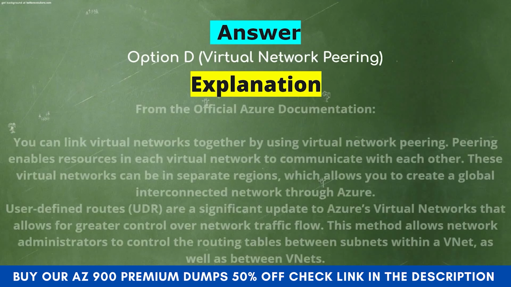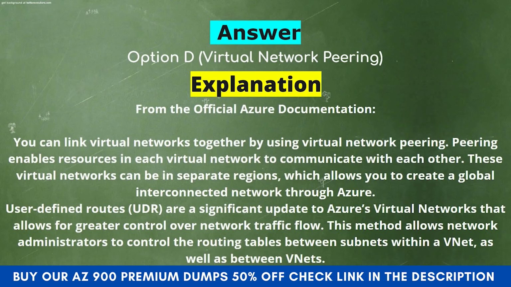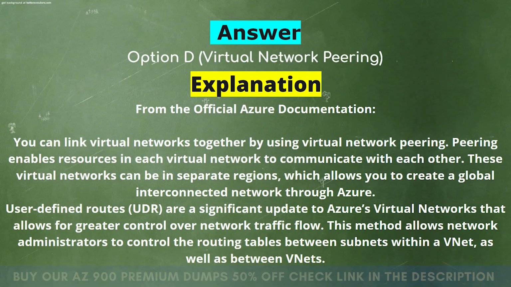Explanation. From the official Azure documentation, you can link virtual networks together by using virtual network peering. Peering enables resources in each virtual network to communicate with each other. These virtual networks can be in separate regions, which allows you to create a global interconnected network through Azure. User-defined routes (UDR) are a significant update to Azure's virtual networks that allows for greater control over network traffic flow. This method allows network administrators to control the routing tables between subnets within a VNet, as well as between VNets.